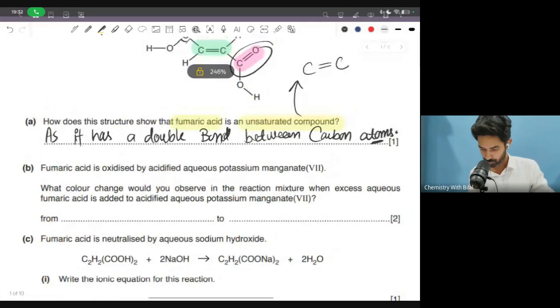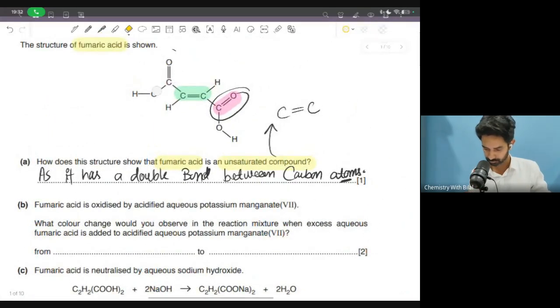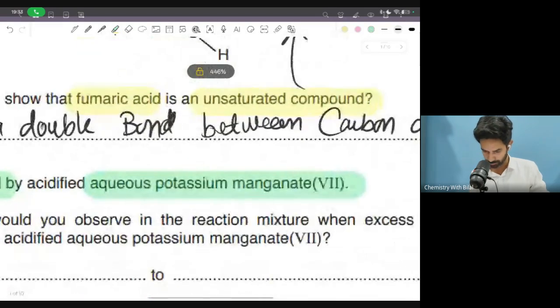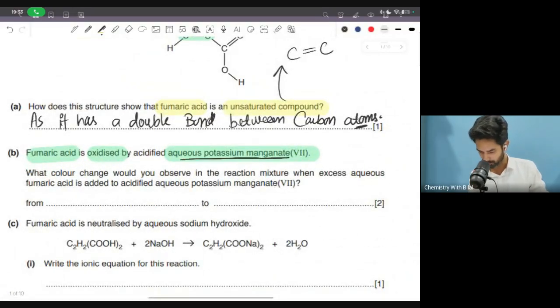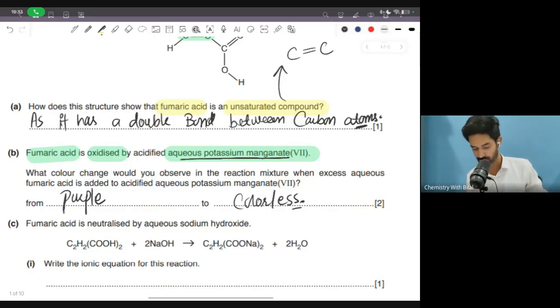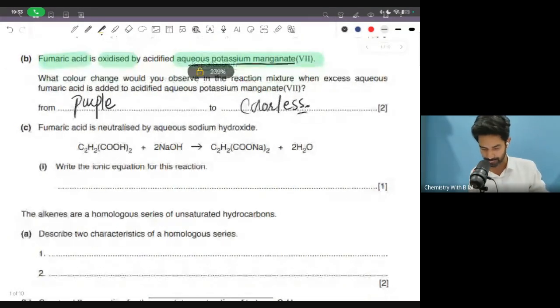Okay. Fumaric acid is oxidized. So carboxylic acid is oxidized by acidified KMnO4. What do you know about KMnO4 and what color does it have? Anyone in the class? What color does the KMnO4 have? It has purple color, and when it oxidizes other substance, it goes colorless. So from purple to colorless. Part C.